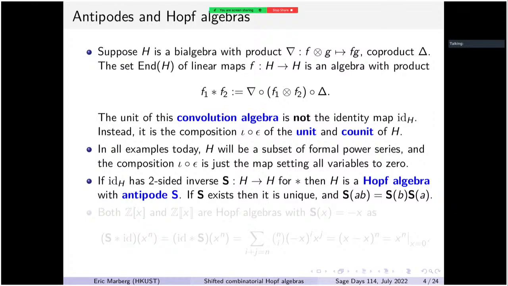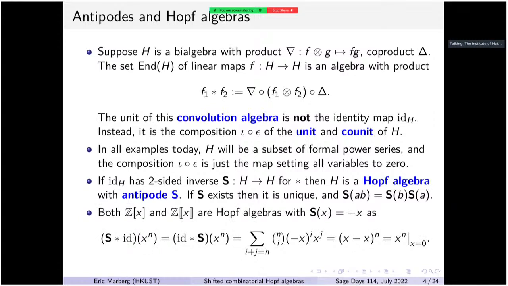So what is the antipode? You take this identity map on H, which belongs to the set of endomorphisms, and if it has a two-sided inverse for this convolution product, meaning S times the identity map is given by this composition, then your bialgebra is a Hopf algebra. If S exists, it's unique, and it's an algebra anti-automorphism, which means if you have a commutative algebra, then it's going to be an algebra automorphism.